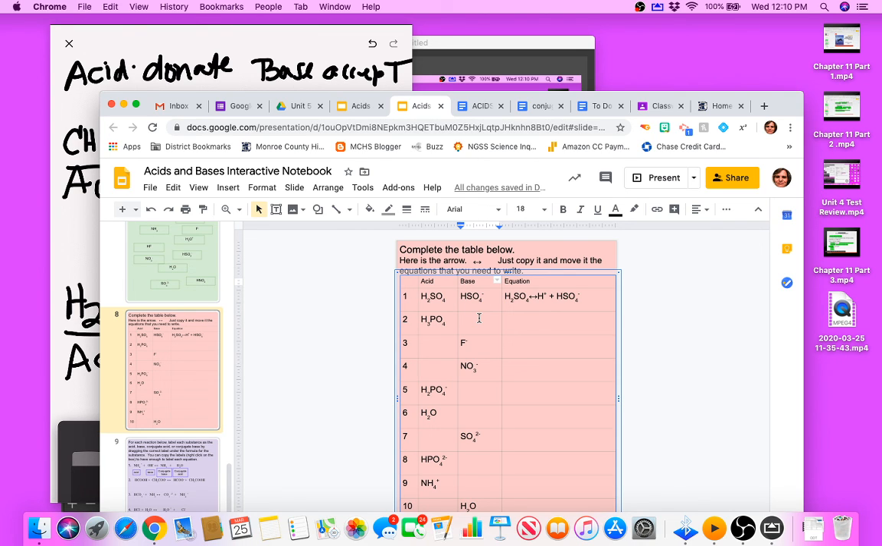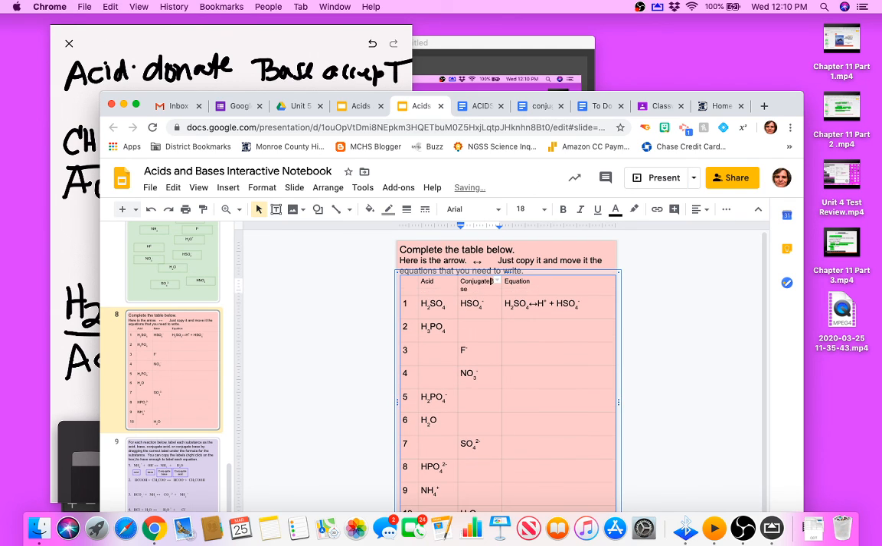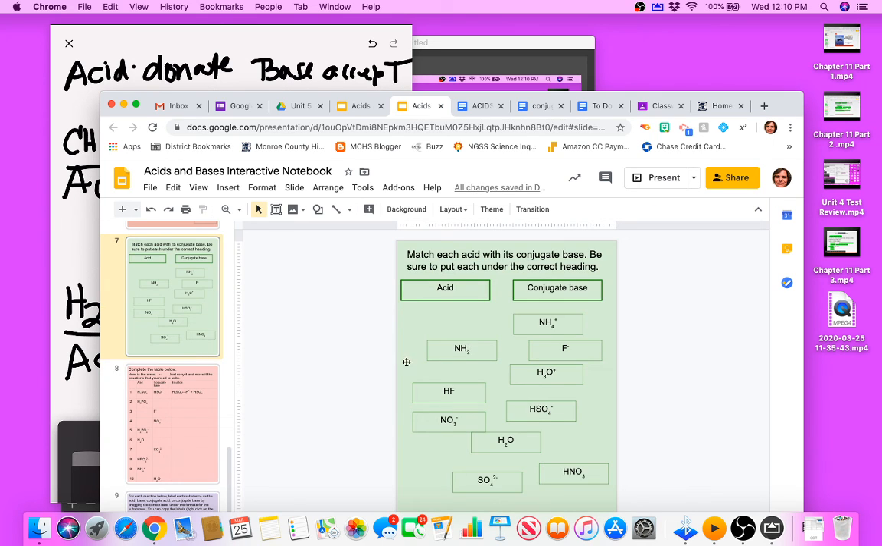So anyway, what you're going to do is show the H3PO4 and then put your arrow, and then show it donating a proton, and then plus, and then what it is after it donates the proton, which is the conjugate base. Okay. And I'm going to go ahead and put conjugate there because that's what it is. All right.